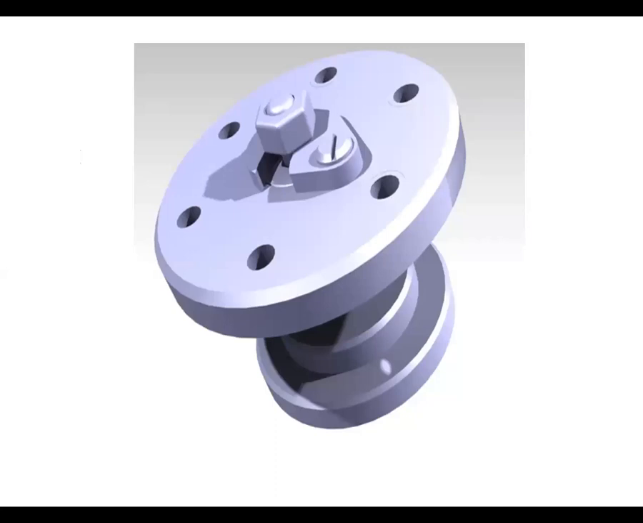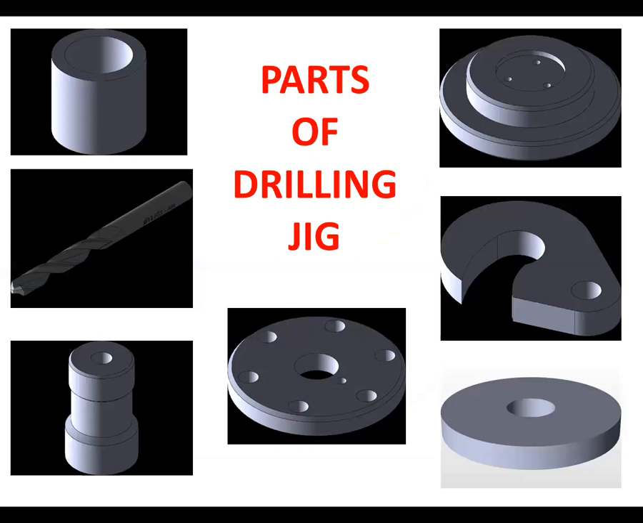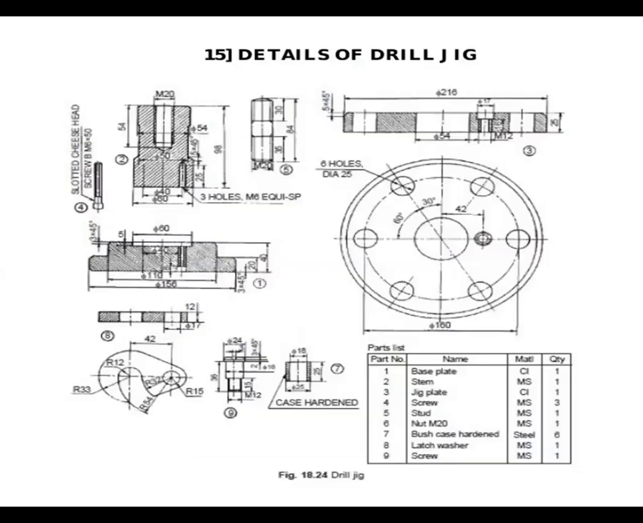we can see. Now this is the 3D component prepared with the help of modeling software. It may be CATIA, it may be Creo, it may be SolidWorks. You can prepare such type of component with the help of any three-dimensional modeling software. So these are the different parts of drilling jig. We should know all these parts. Then and only then we will go for the details.